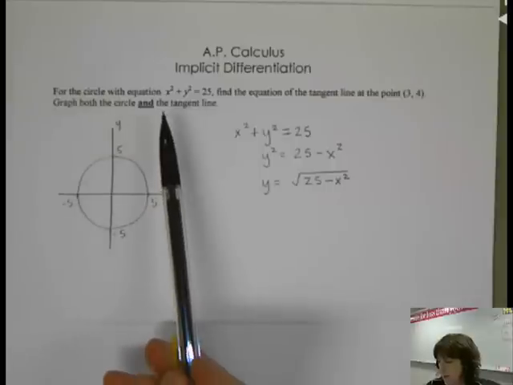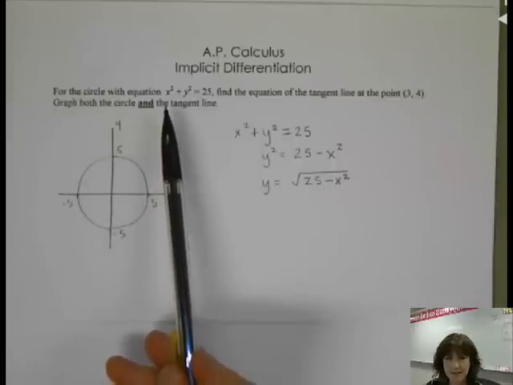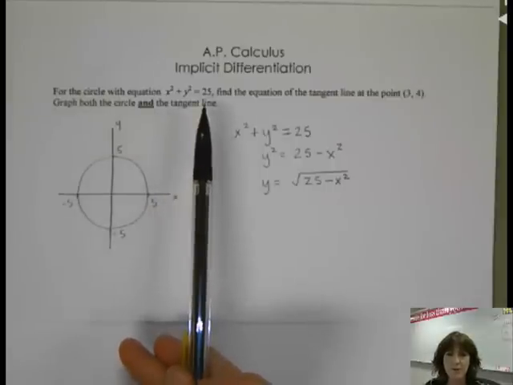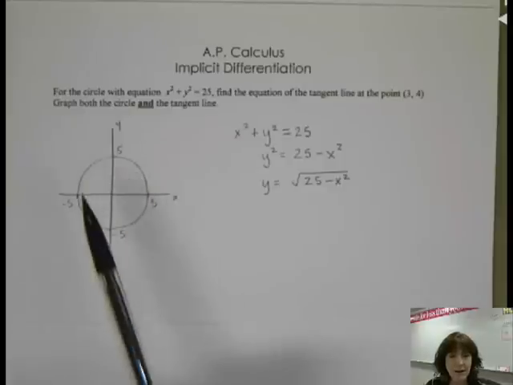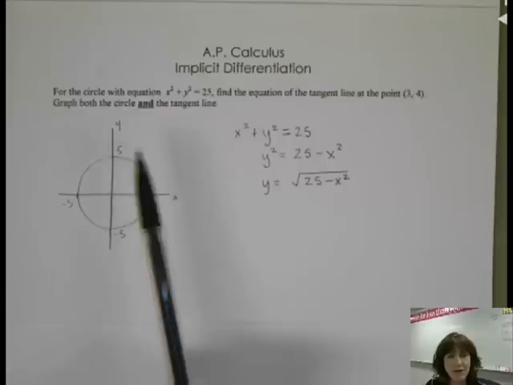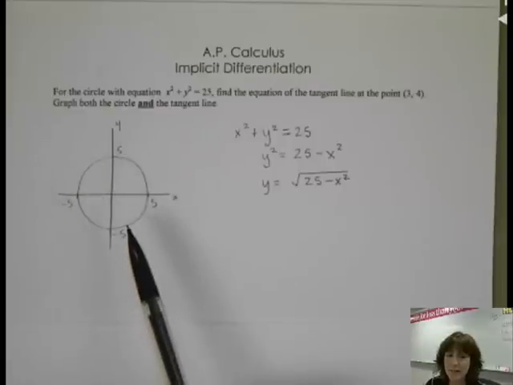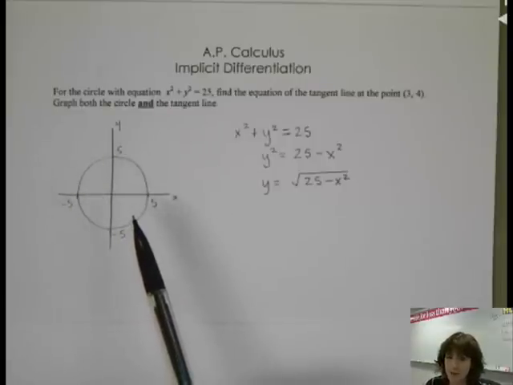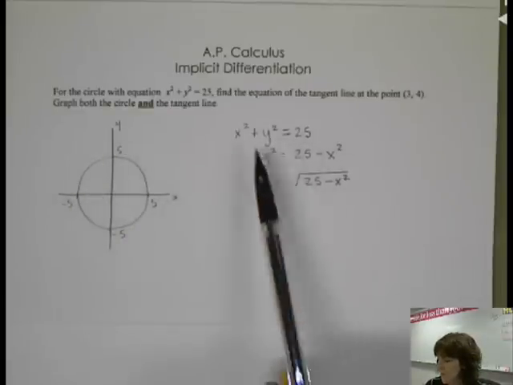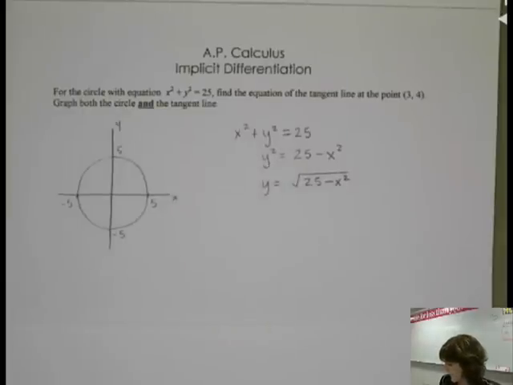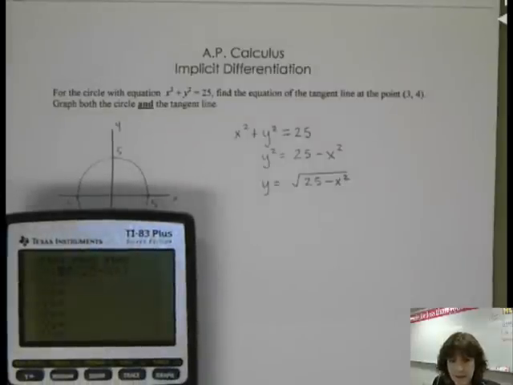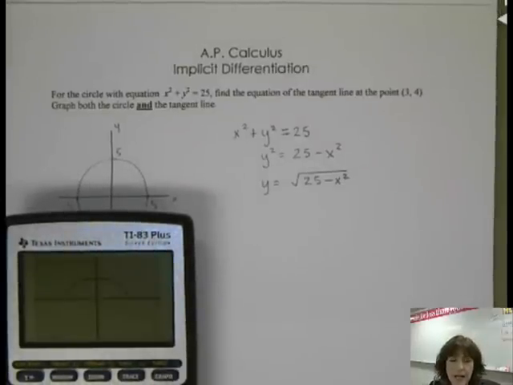If you remember anything about circles from pre-calculus last year, x squared plus y squared equals 25 is a circle whose center is at the origin and it has a radius of 5. If I wanted to graph this in my graphing calculator, clearly it is not a function because it doesn't pass the vertical line test. But I could solve this for y and take the square root of both sides and get this. And this is what I tried to do, and I only got the top half.